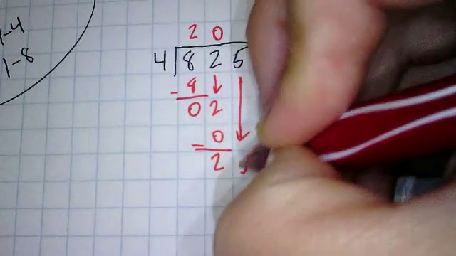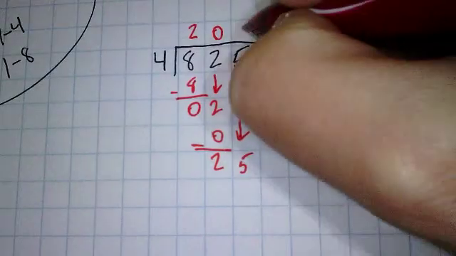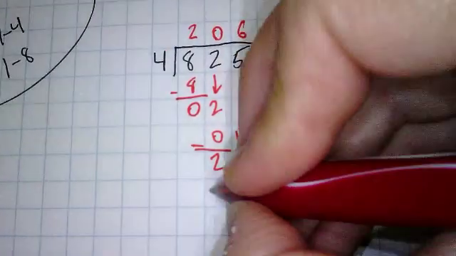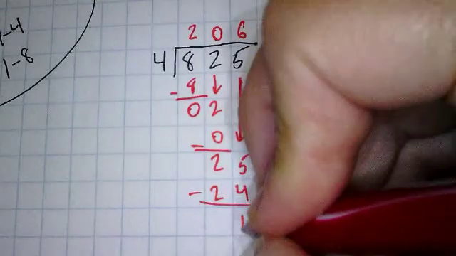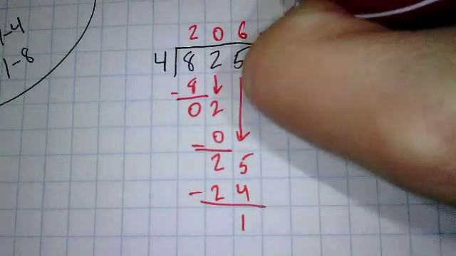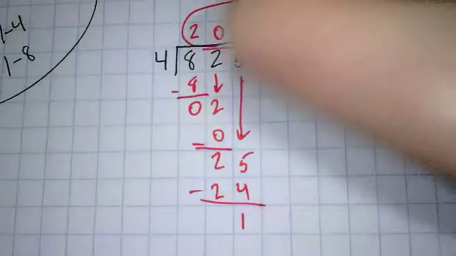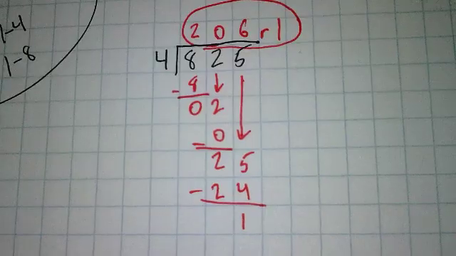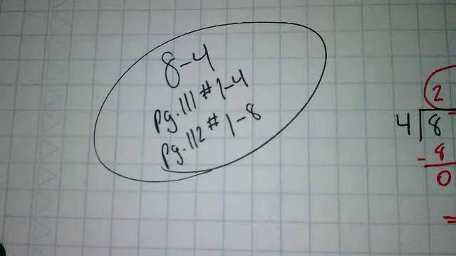We bring down our 5. 4 goes into 25 how many times? That'd be 6 times. 4 times 6 is 24. We subtract, we get 1. We don't have anything else to bring down over here, so that 1 becomes a remainder. Our answer was 206, remainder 1. Go ahead and get started on your homework.